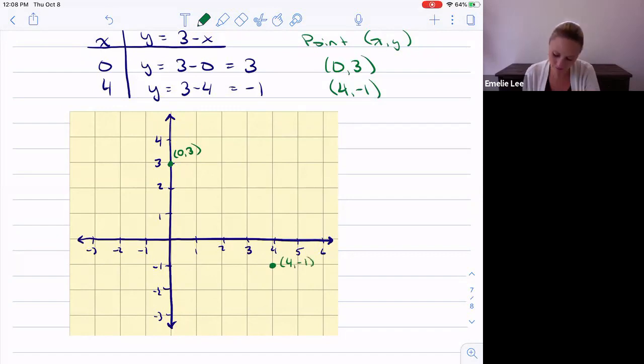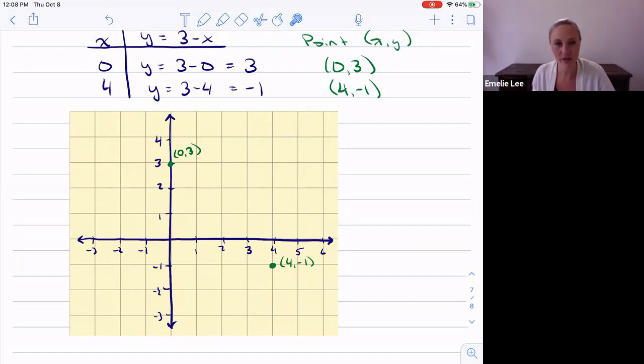4, negative 1. Okay. So now I can tell there's only one way that this line is going to go, right? It's going to connect this way. You can try to connect it some other way. I don't see it though.